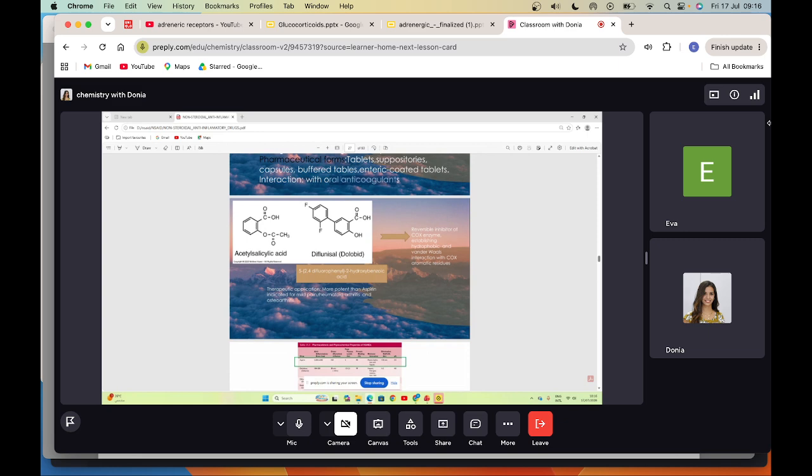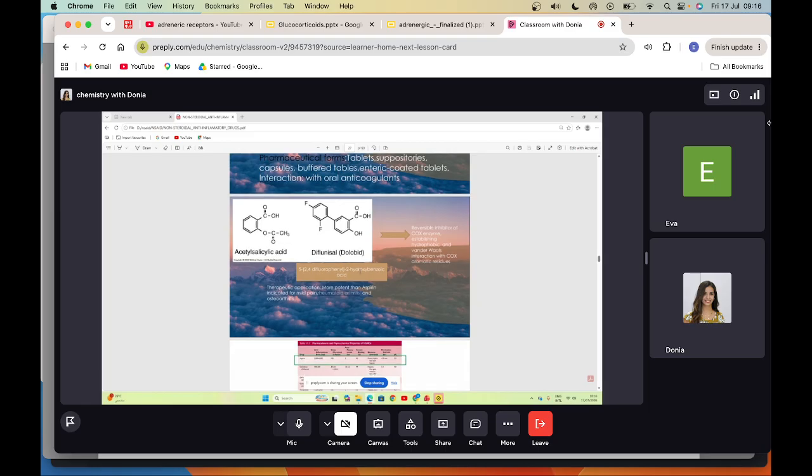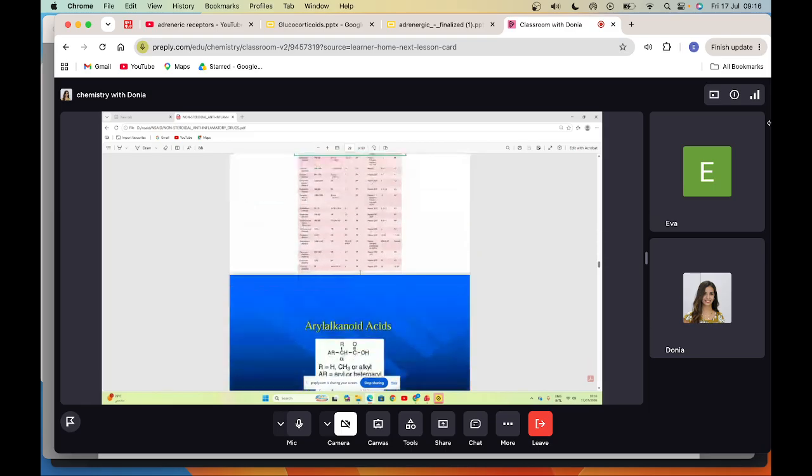The other drug in this class, diflunisal, as we said, causes reversible inhibition. This extra part undergoes extra hydrophobic interaction with the COX. That's why it's more potent than aspirin. This drug specifically is used in cases of rheumatoid arthritis and osteoarthritis. Is it clear?